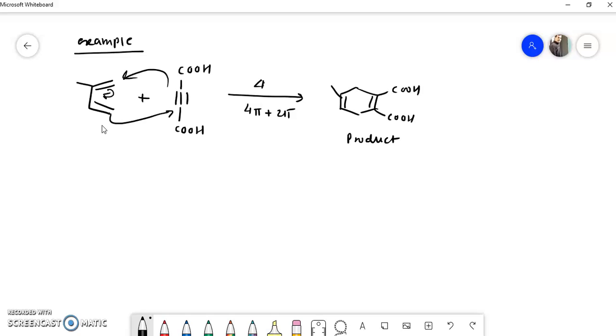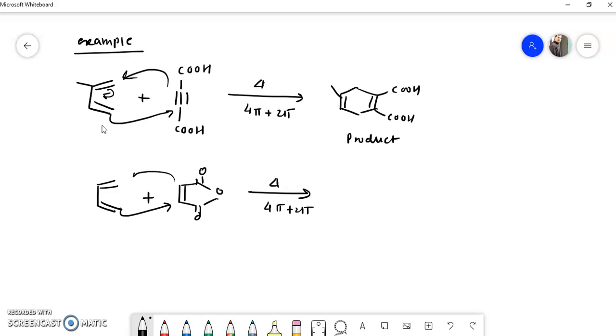We'll take another example. Again consider butadiene plus this dienophile, and there is a reaction in the presence of heat. Again it is called 4 pi plus 2 pi cycloaddition. The same mechanism is there, so there is a formation of this as a product. So this is again the product of this cycloaddition reaction.